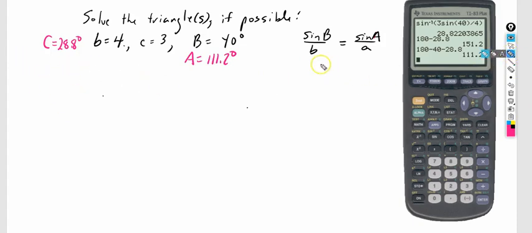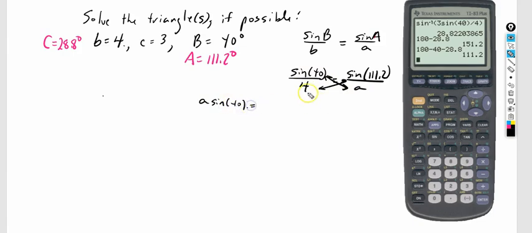And so now my final calculation, I'm going to have sine of B divided by B is equal to sine of A divided by side A, and we don't know what that is. That's what we want to find. So I'm going to cross multiply. So I'm going to have sine 40 times A, but I'm going to put the A out the front, is equal to 4 times sine of 111.2, and then divide both sides by sine of 40.